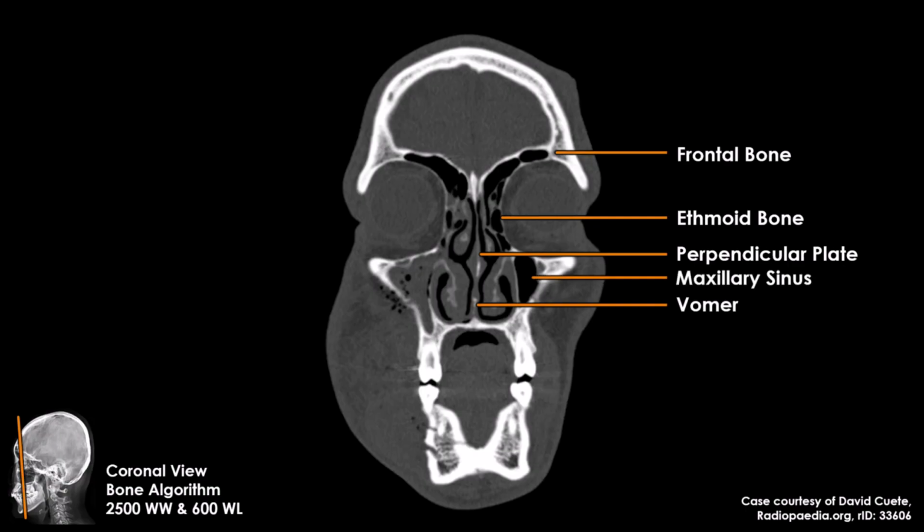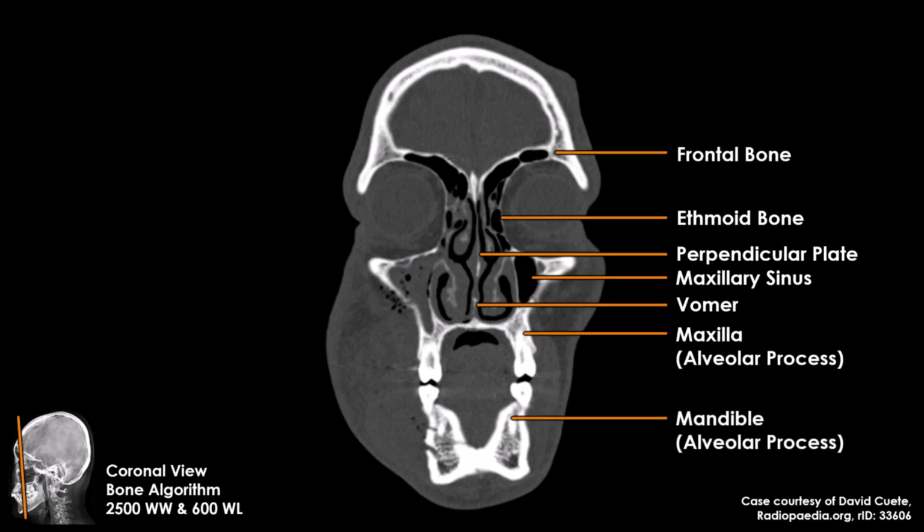This air-filled space is the maxillary sinus within the maxillary bone. This portion of the maxillary bone containing the teeth is called the alveolar process. This bone, again, is the mandible, and this portion of the mandible containing the teeth is called the alveolar process.